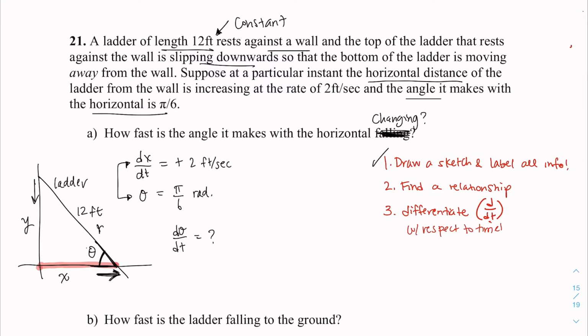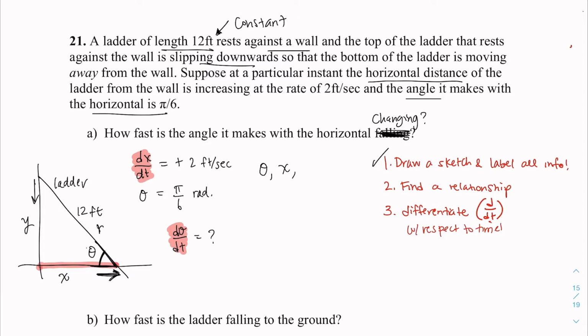So let's go to step 2. We've drawn, we've labeled all the information. Okay, now let's do step 2, find a relationship. So we need to find a relationship between what they're asking us for, which is dθ/dt, and what we're given. So I definitely need theta to be one of the variables in my relationship. They've also given me information about x, because they told me what dx/dt is. So I want x to be part of my relationship.